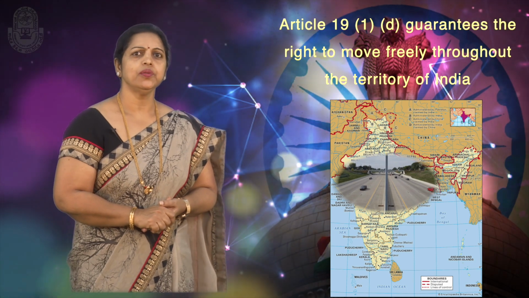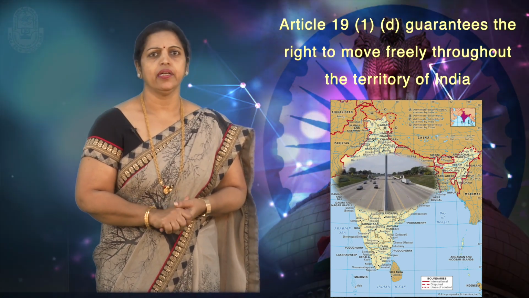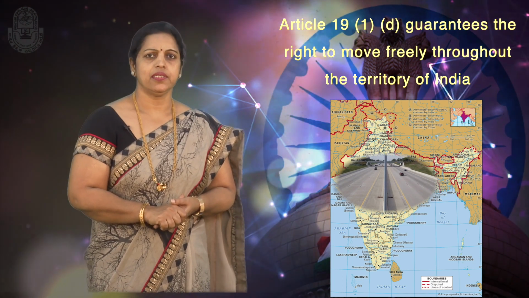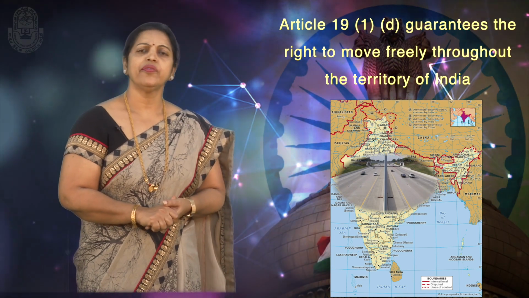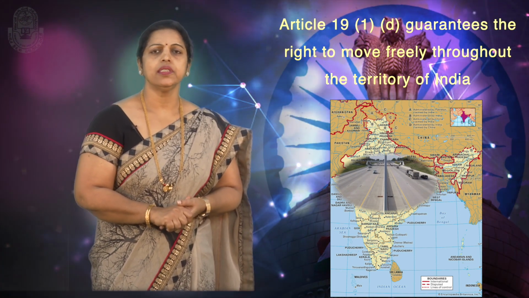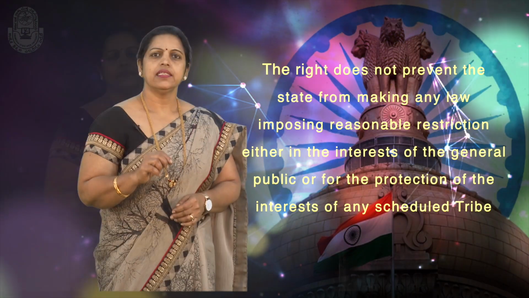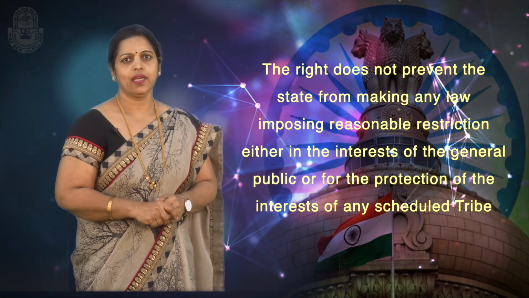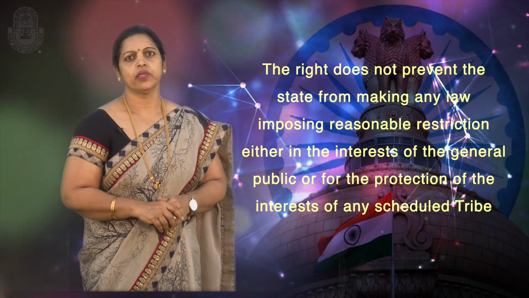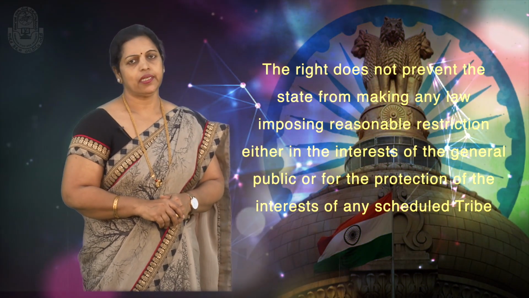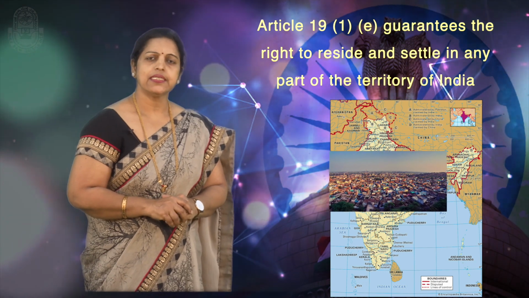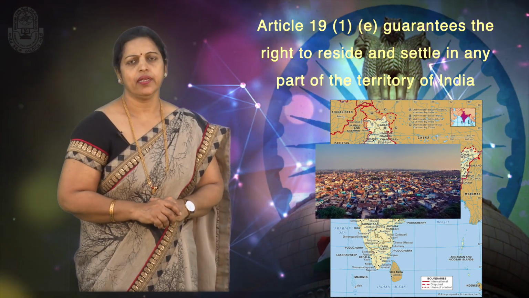The next right is Article 19(1)(d). It guarantees the right to move freely throughout the territory of India. No legislature can pass laws arbitrarily restricting the movement of citizens from one state to another and from one place to another. This right is subject to restrictions as laid down in Clause 5 of Article 19. This right does not prevent the state from making any law imposing reasonable restrictions either in the interest of the general public or for the protection of the interest of any scheduled tribes. The next right is Article 19(1)(e), which guarantees a right to reside and settle in any part of the territory of India.